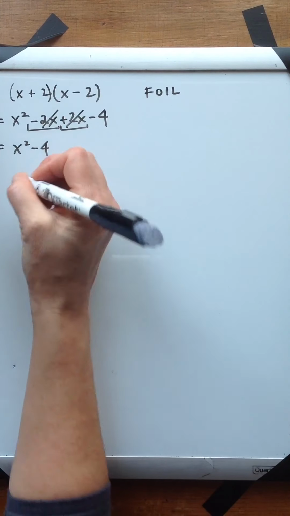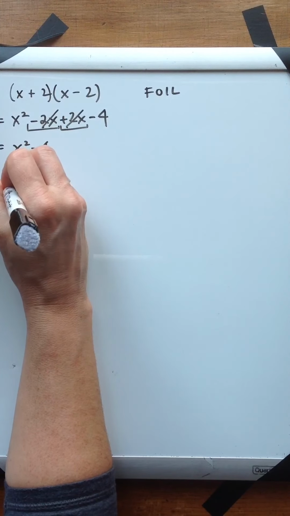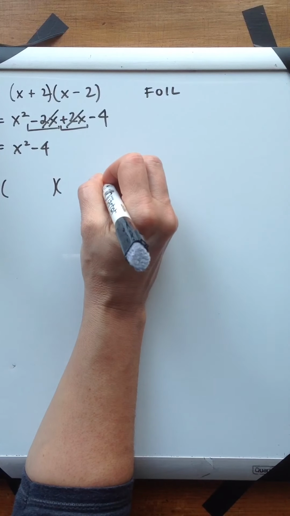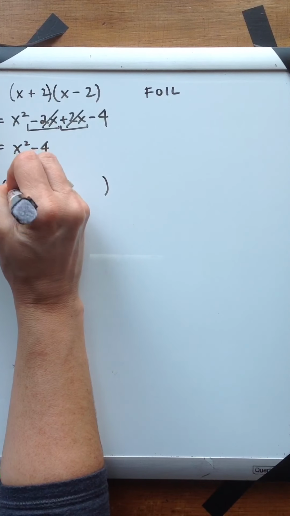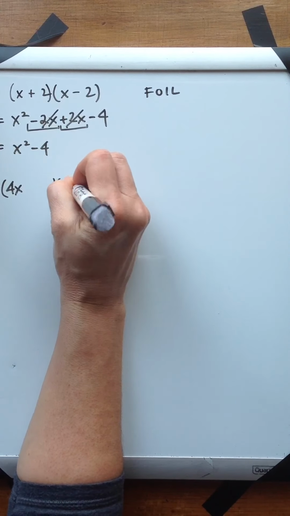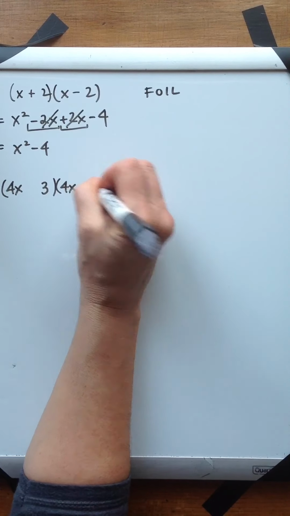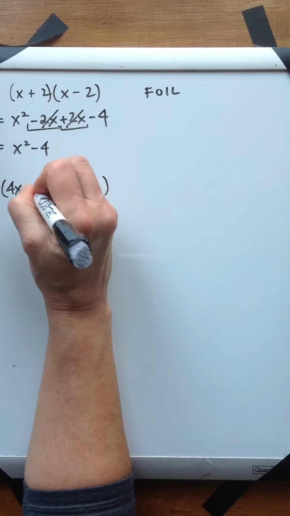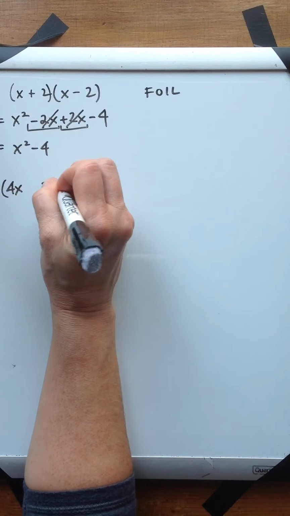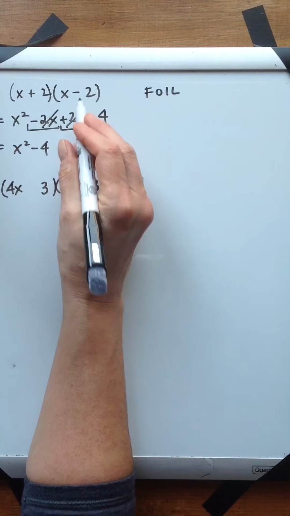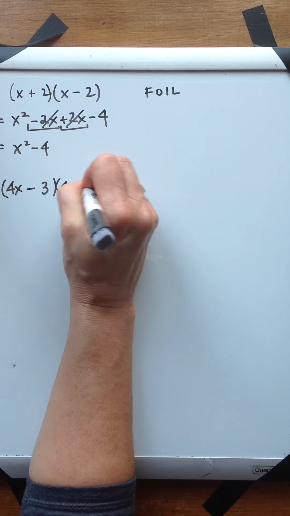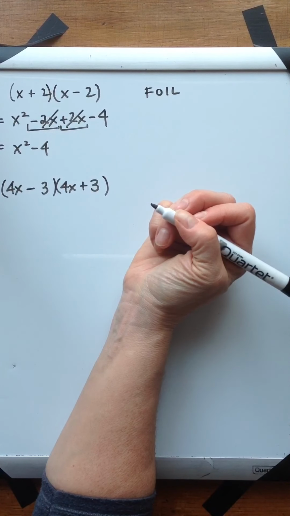Let's try this again using a different example. Let's create a binomial where the first term is identical, 4x and 4x, and the last term is identical, 3 and 3, except for its sign. Let's make one of them positive, one of them negative. In fact, this time let's swap it so the negative one is first and the positive one is second, just to see what might happen.